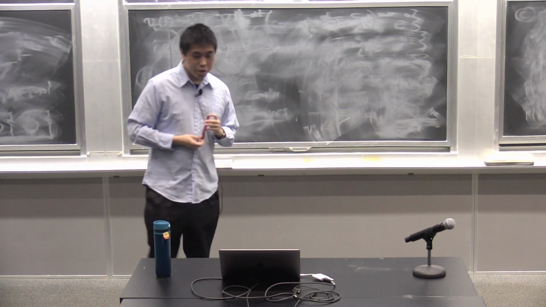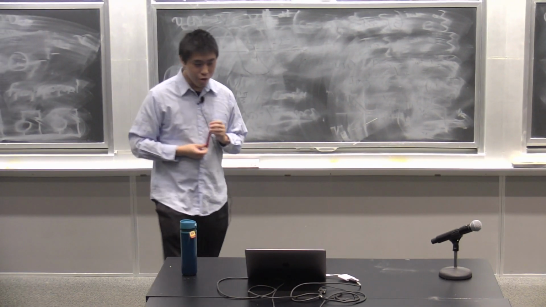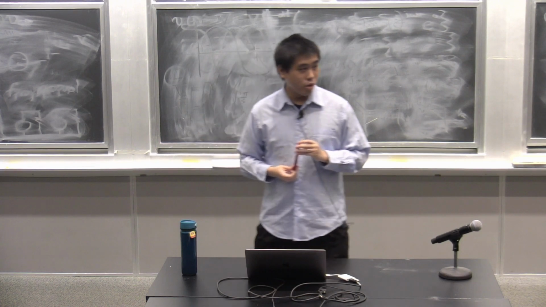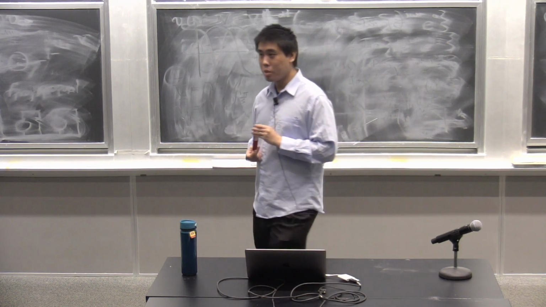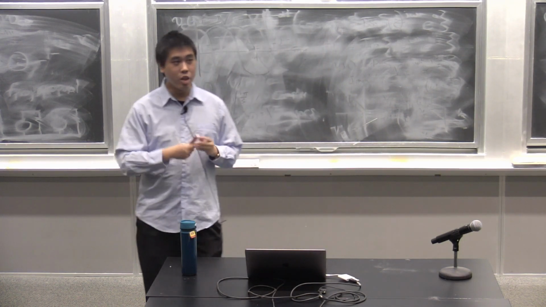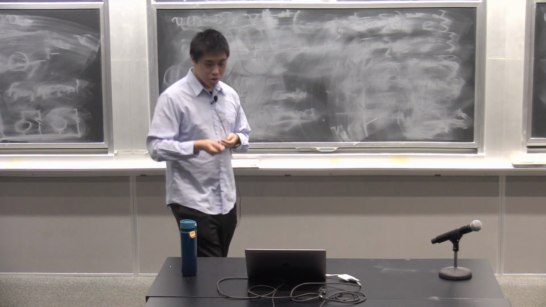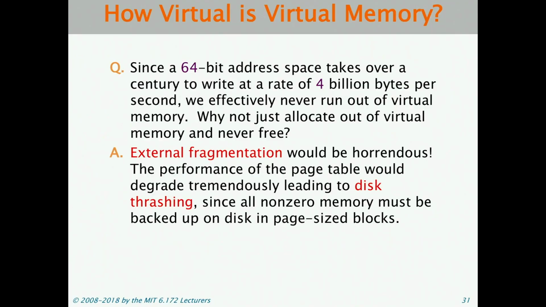Yeah, so one thing is that you have this issue of fragmentation. The blocks of memory that you're using are not going to be contiguous in memory, and then it makes it harder for you to find large blocks. So this is called external fragmentation, which I mentioned earlier. So if you do this, external fragmentation is going to be very bad.